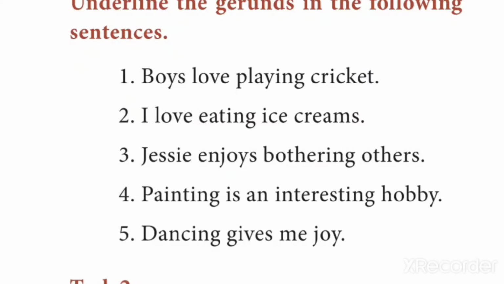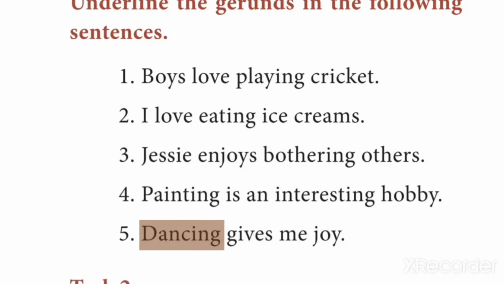Coming to number 4, painting is an interesting hobby. Here, the word painting is a gerund, not the word interesting, because painting is the subject of the sentence, which is functioning as a noun, which is equivalent to a noun, so it is a gerund. Whereas the word interesting is an adjective qualifying the noun hobby, so it is just a present participle, not a gerund. Coming to number 5, dancing gives me joy.